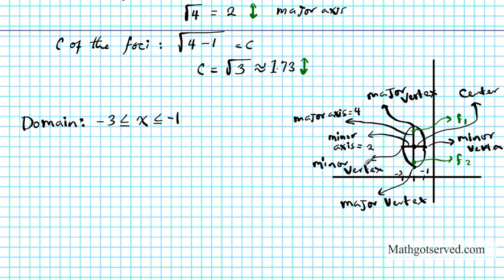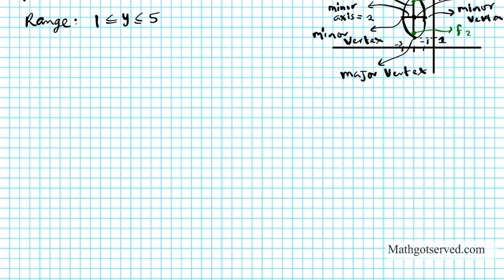And then my range, you project to your y-axis. How high can you go and how low can you go? You go as low as 1 and as high as 5. So the range of our graph is going to be from 1 all the way to 5. Alright? So there you have it. Alright, let's move along to question number 2.